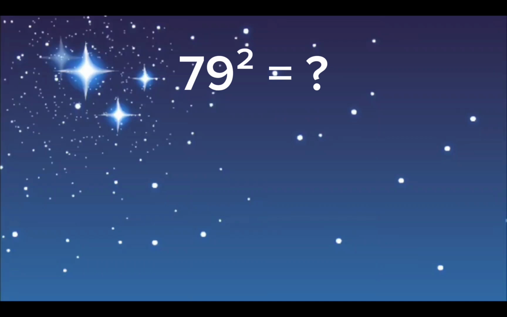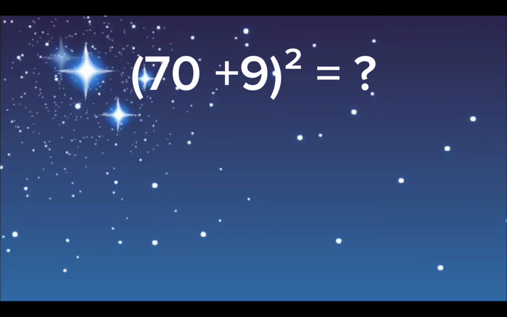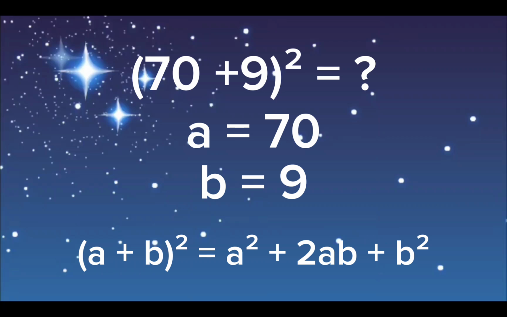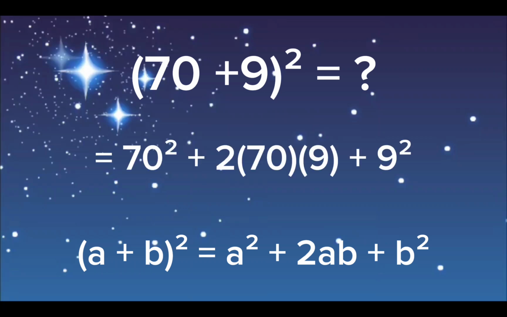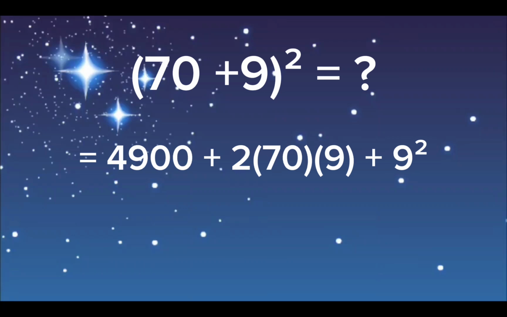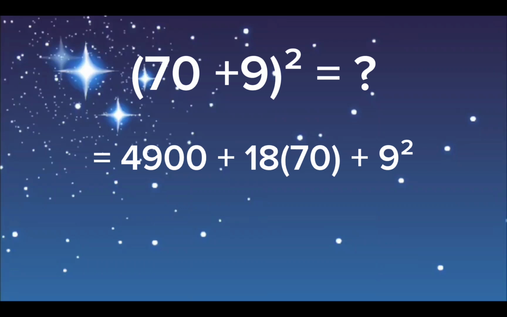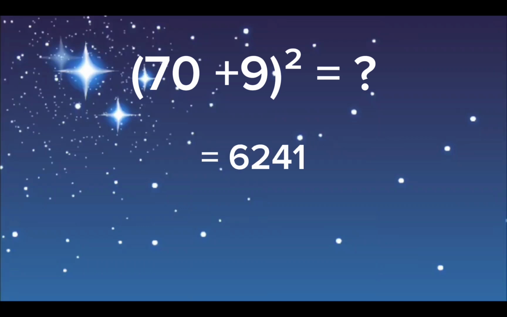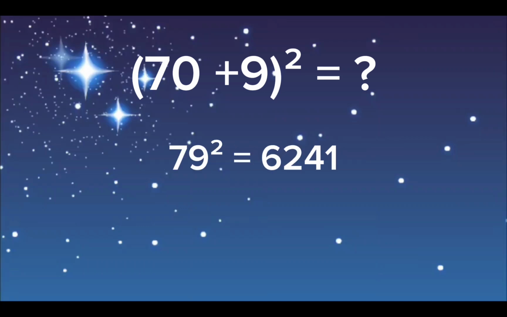Apply the same to 79 squared. 79 can be rewritten as 70 plus 9. This is of the form of this trinomial. Substitute a equals 70 and b equals 9. We get 70 squared plus 2 times 70 times 9 plus 9 squared. 70 squared is 4,900. 2 times 9 is 18, times 70 is 1,260. And 9 squared is 81. Adding them together gives 6,241. And thus 79 squared equals 6,241.